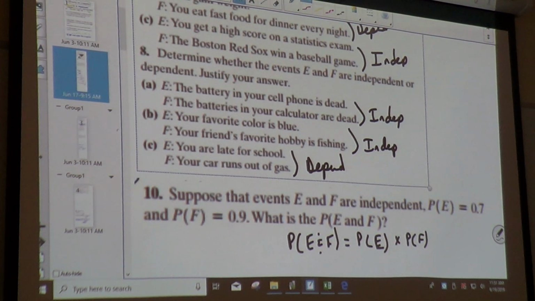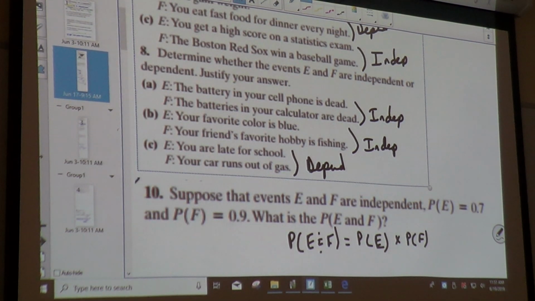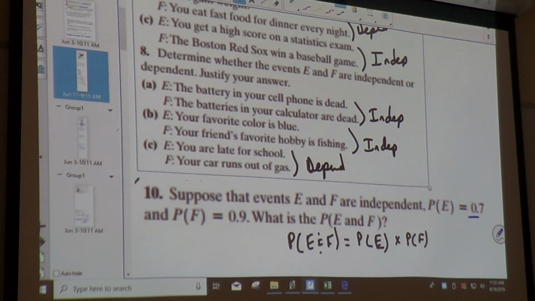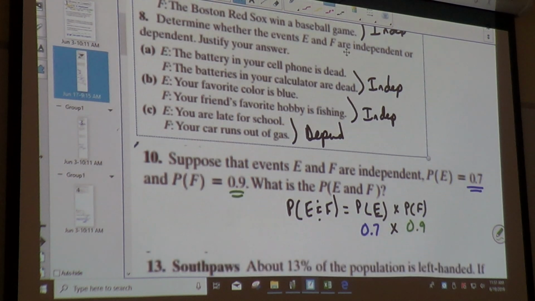We did these last time. You just are plugging and chugging, making sure that you know how to use the formula. So we're going to plug this in for E, and we're going to plug this in for F. We're going to multiply those two together, and we're going to get our answer of 0.63. So the probability of both of those events happening is going to be 0.63 or 63%.